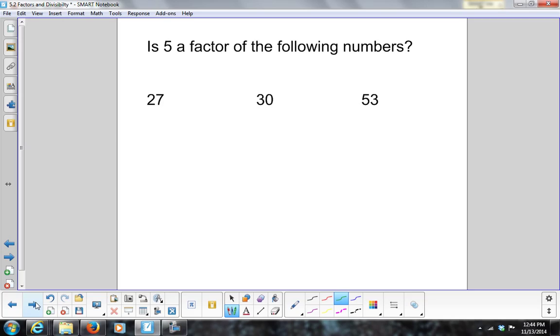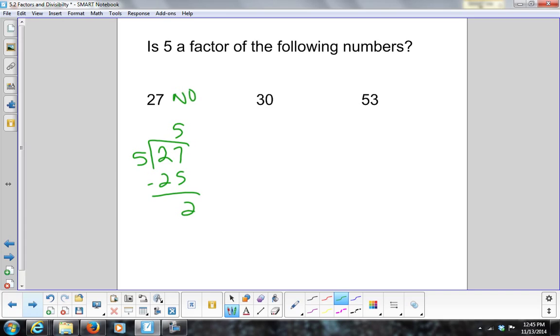Okay? Is 5 a factor of the following numbers? If I don't have squares to draw, I've got to do division. So, 27 divided by 5. Closest thing 5 can get into 27 would be 5, and it's 25. And I have 2 remaining. So, this is a no.